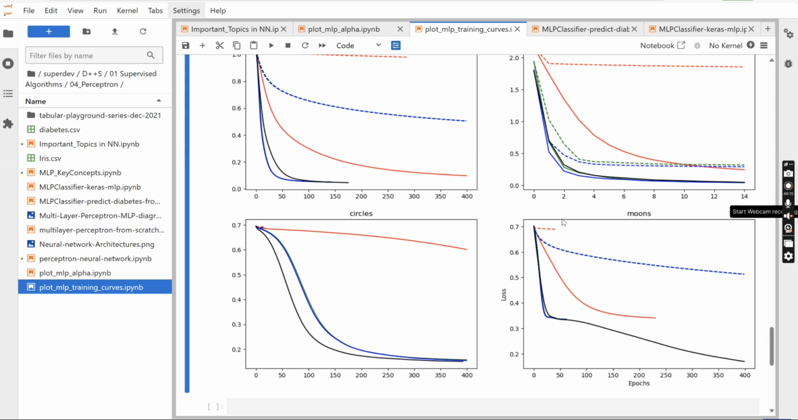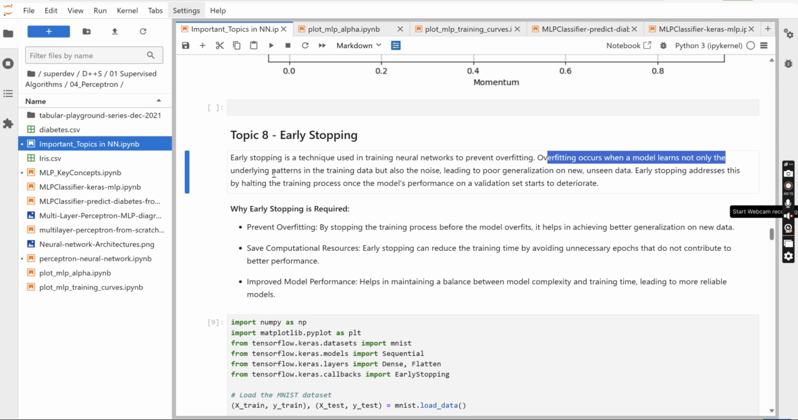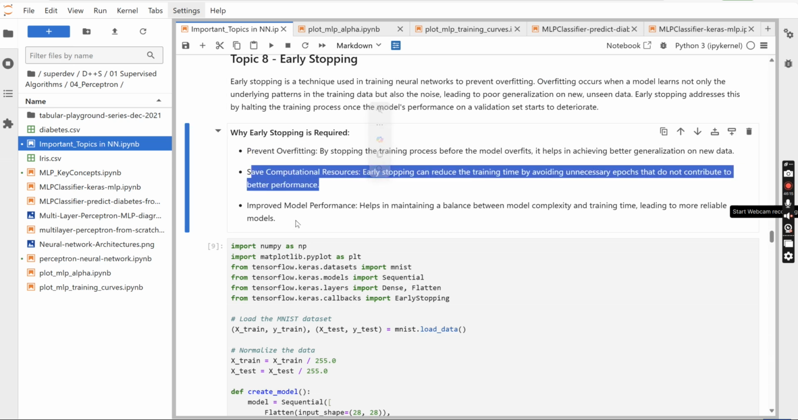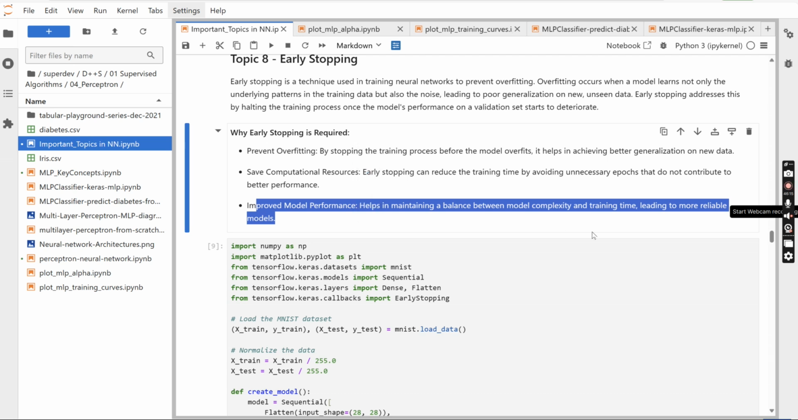So the model is thinking, okay, it is unable to decrease the loss further, so I should stop the training. This process is called early stopping. So the model cuts off the training process. It stops right there. This prevents overfitting, saves computational resources, and improves the model performance.